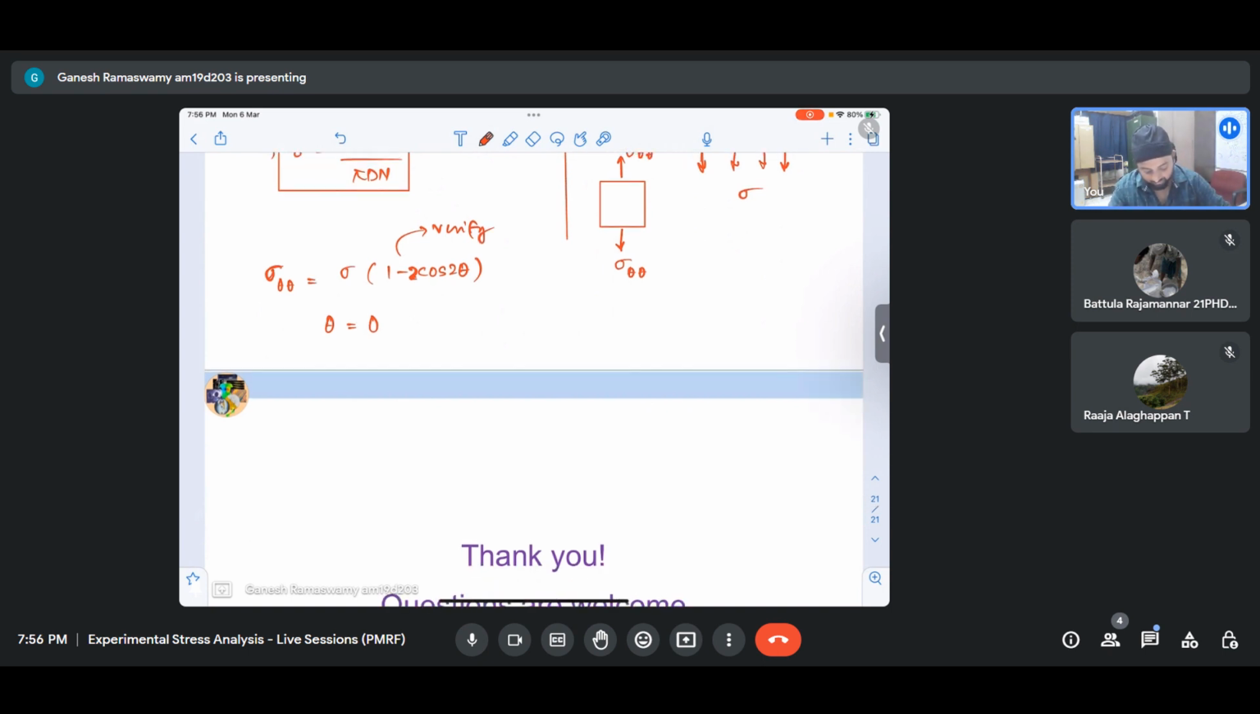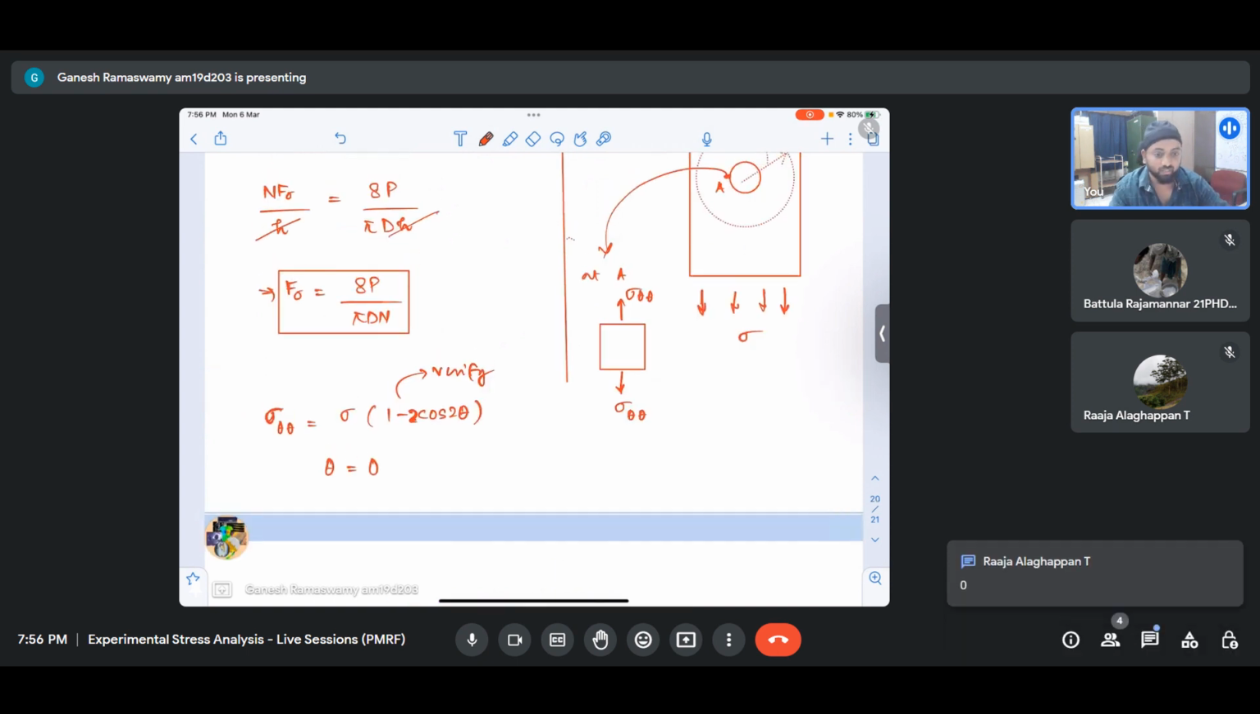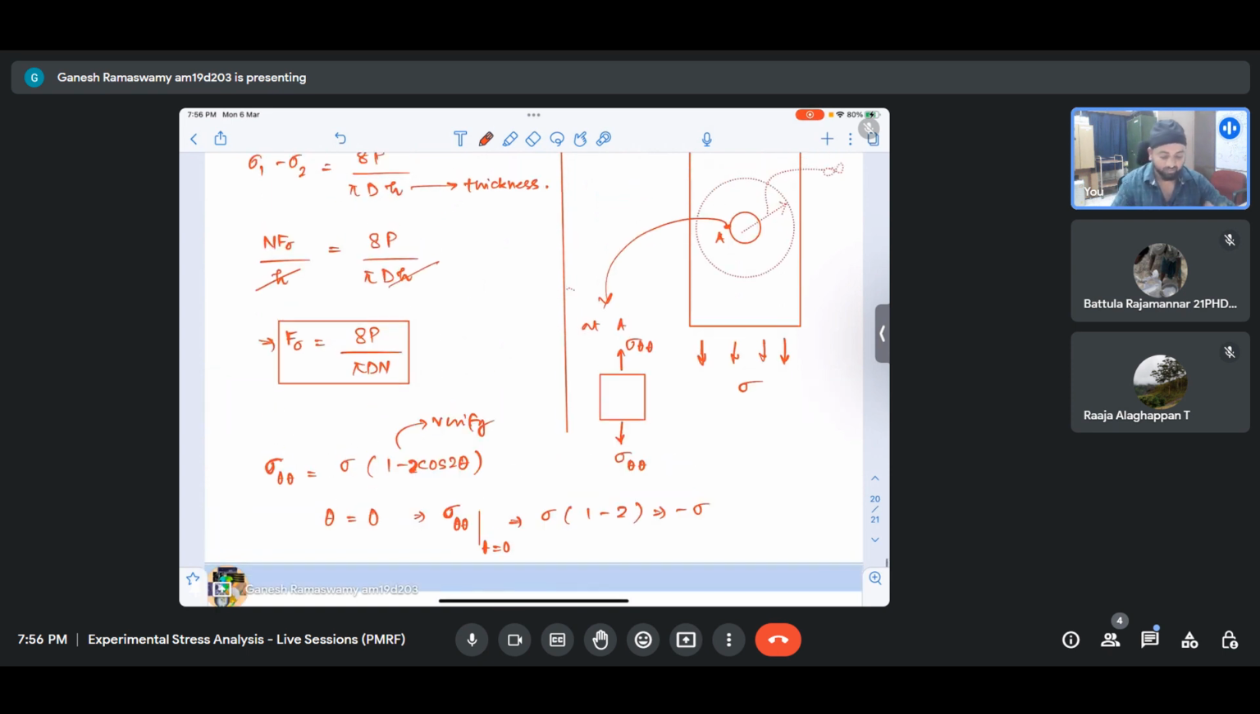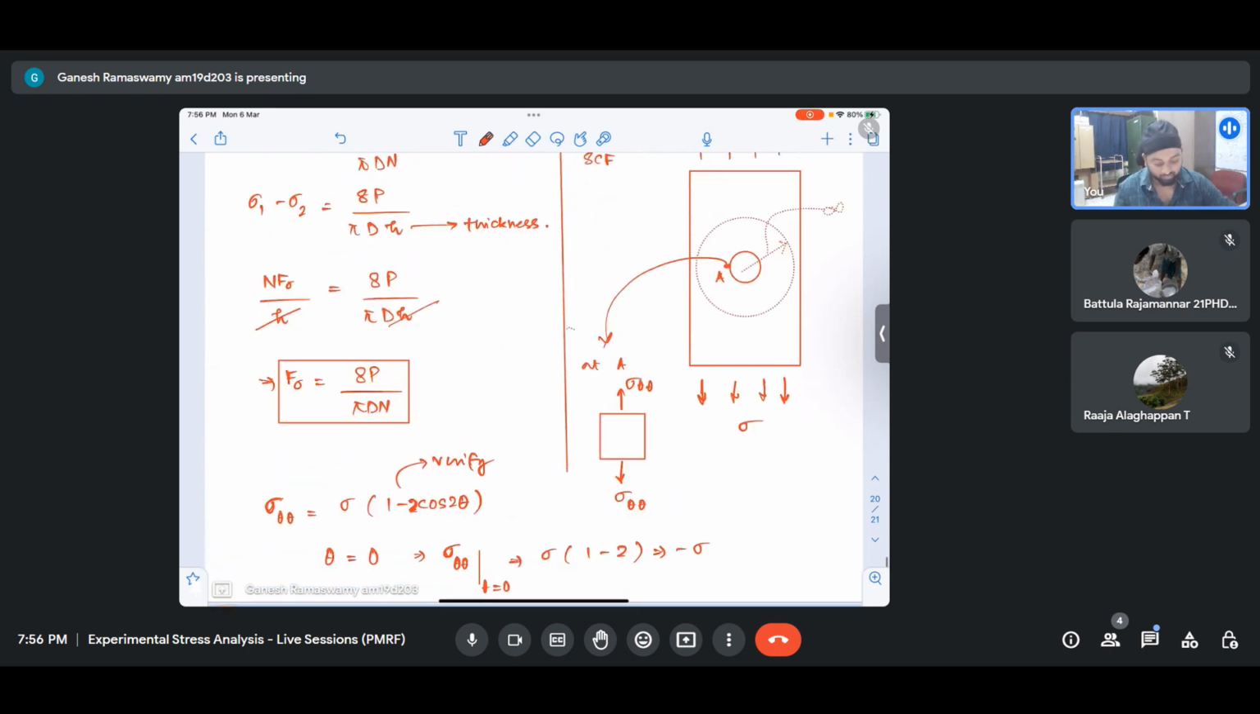But essentially, at theta equal to 0, we are talking about point A, right? So the cos of 0 is 1. So sigma theta theta at theta equal to 0 would be sigma into 1 minus 2, which is nothing but minus sigma. Actually, the coordinate system will be the other way around.